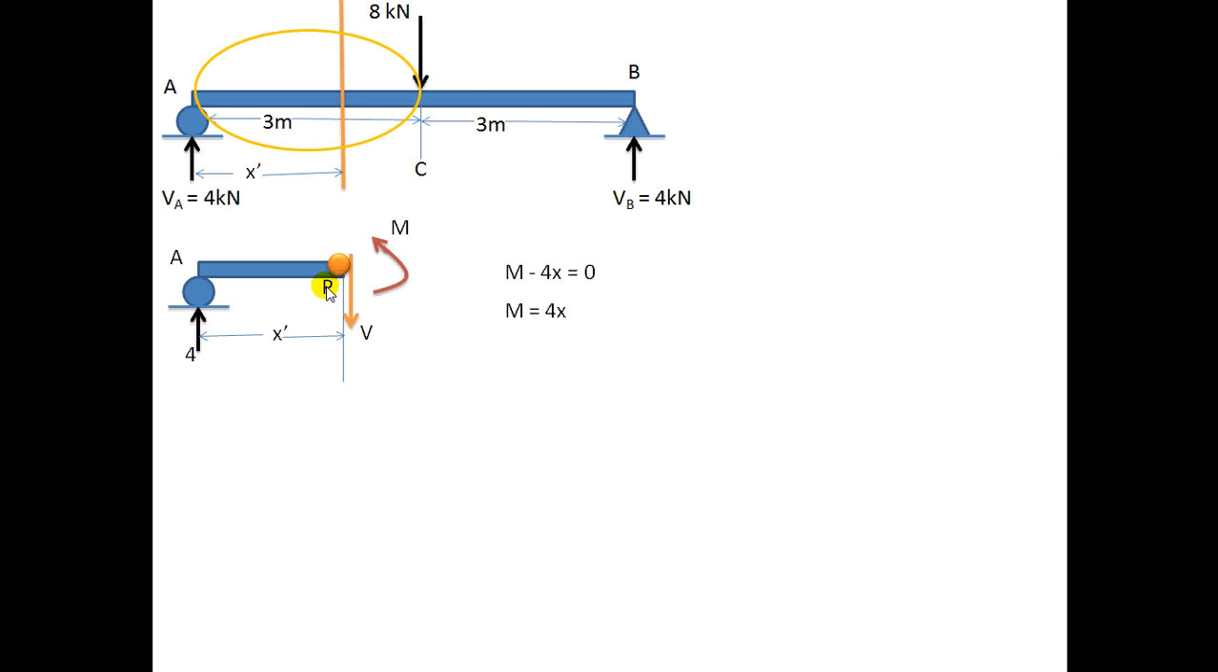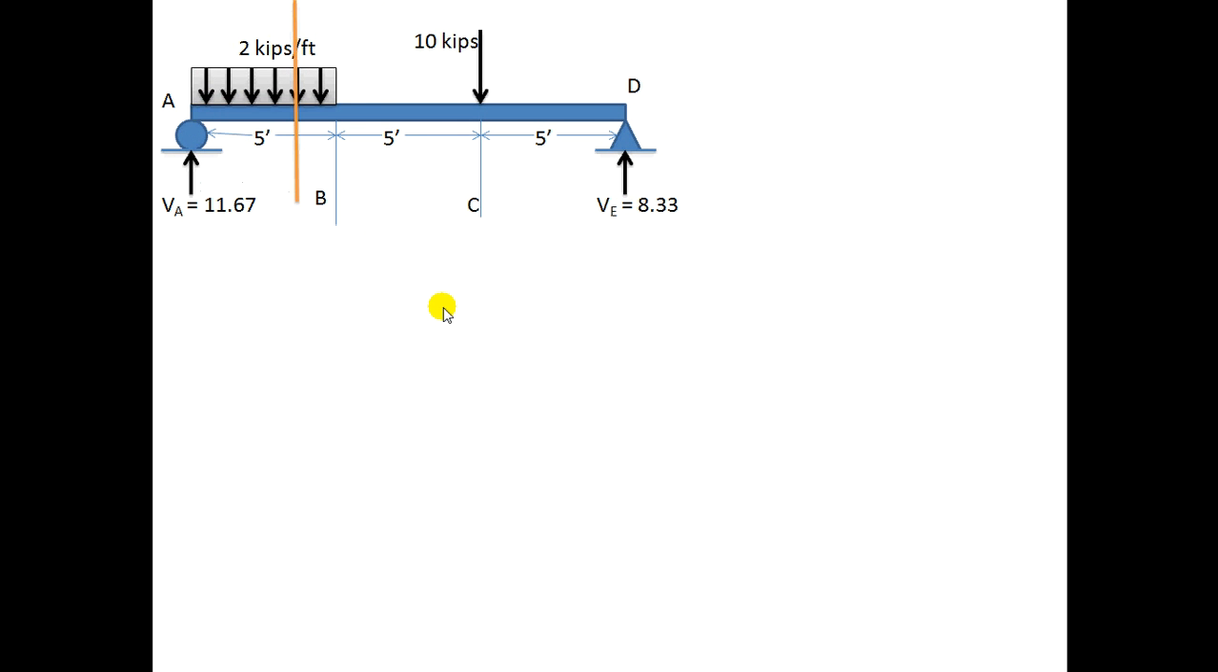And this is my point P, and I will take the moment about point P and take counterclockwise as positive. This M is the counterclockwise moment, taken as positive, and this 4 is the force and x is the moment arm. This 4x creates a clockwise moment about point P, so take this as negative, and the sum of these two moments is equal to 0 because only two moments are acting at this section, this M and 4x. This V does not create a moment because V is passing through this point, and this is my moment equation for only this AC region.